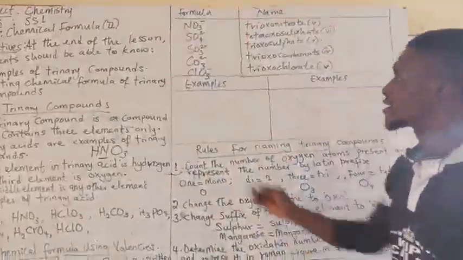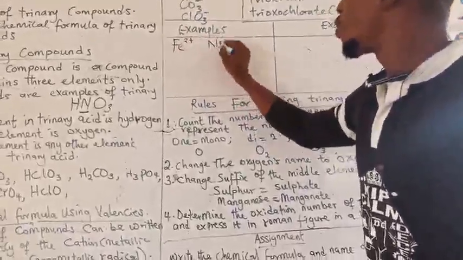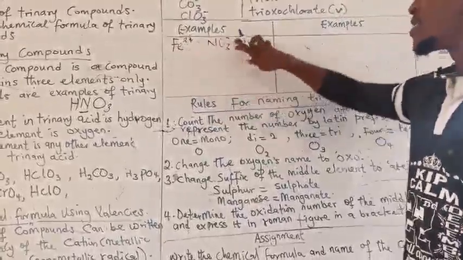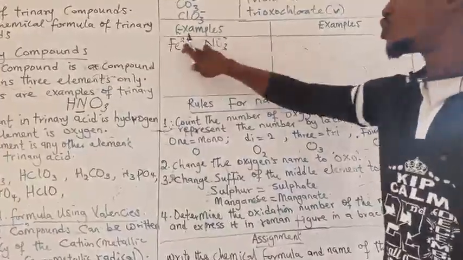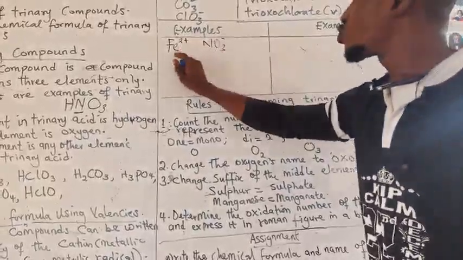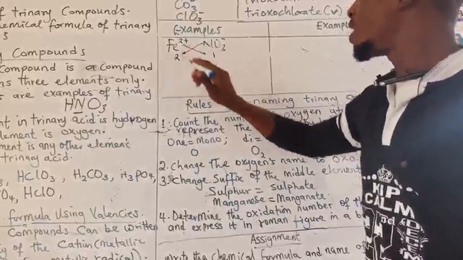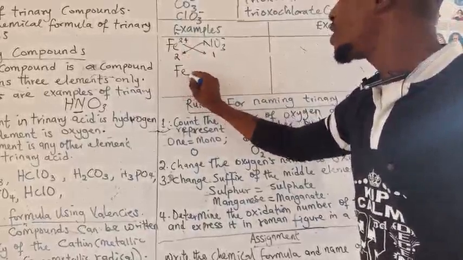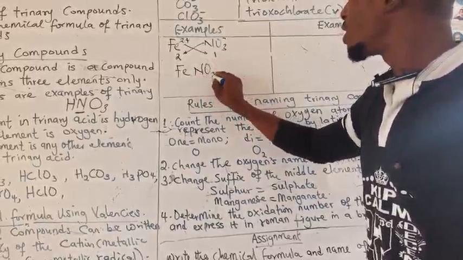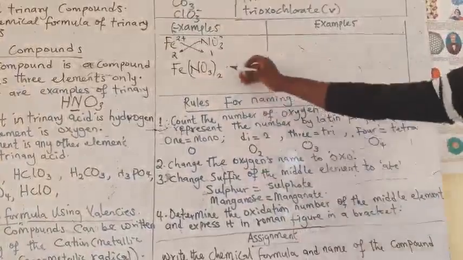Now let's take something like this. I want to write Fe2+, and I want to take NO3-. I know that this is iron(II), and I know that this is nitrate, and the valency here is minus 1. So I'll write 2 and I'll write 1. I will now do what we call exchange of valency, and then I'll have Fe, you don't need to write 1, then you have NO3, now it is 2. So that is the chemical formula of this compound.